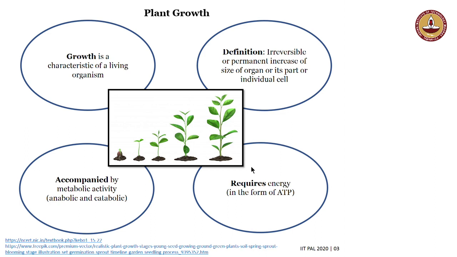So now what is plant growth? Now growth is a characteristic of a living organism, isn't it? So in order to define, it is an irreversible or permanent increase of a size of organ or its part or the individual cell. Now for this, it would require energy in the form of ATP, and it is accompanied by metabolic activity, which is a club of all anabolic and catabolic reactions.